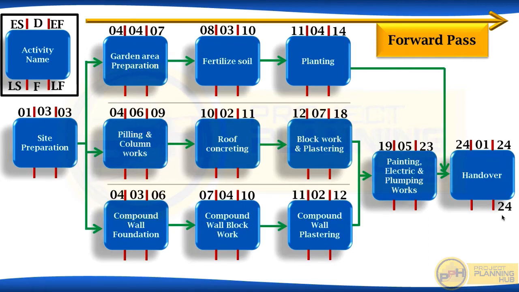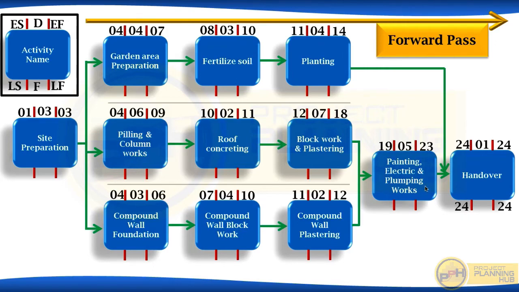Now let's start. Handover is finishing on 24. Now if we want handover to finish on 24, when should it start? Duration is 1 day. So handover should start on 24. Then only it will finish on same day. I hope you understand that. So the late start for handover is 24. We have two activities before handover, planting and painting electrical plumbing works.